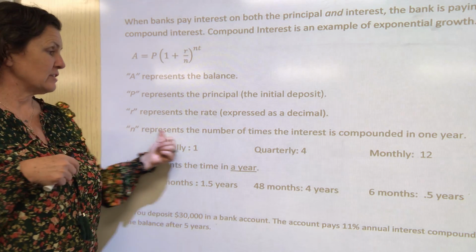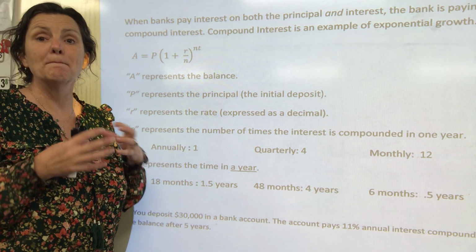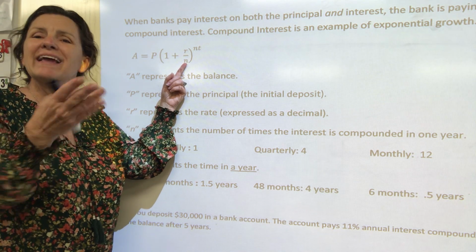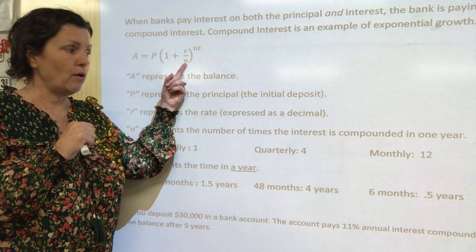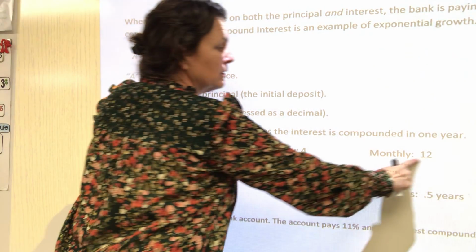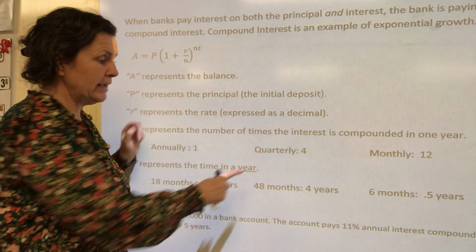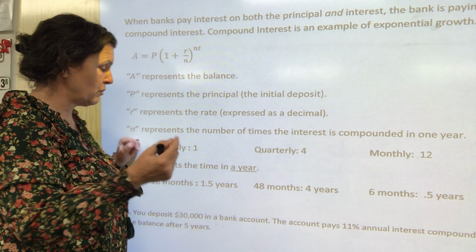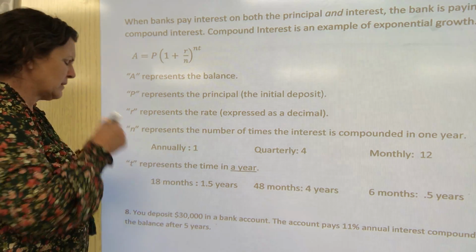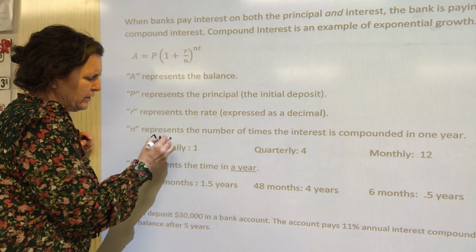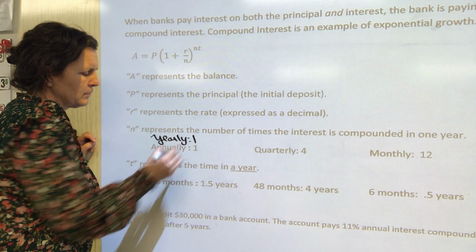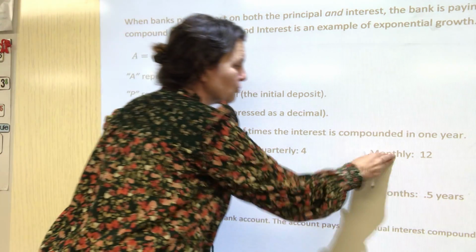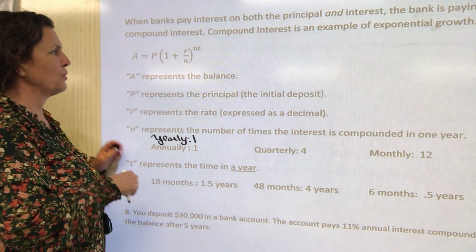N stands for the number of times the interest is compounding in 1 year. Is it going to be monthly? Monthly. How many months are in a year? 12, right? We have that here. Is it growing monthly? Is it growing quarterly, 4 times a year, so every 3 months? Or is it growing annually? And I noticed I used the word yearly in there too. That's not really, that's simple interest to me. This is simple interest. These are growing, boom, boom, boom, it's growing a lot.